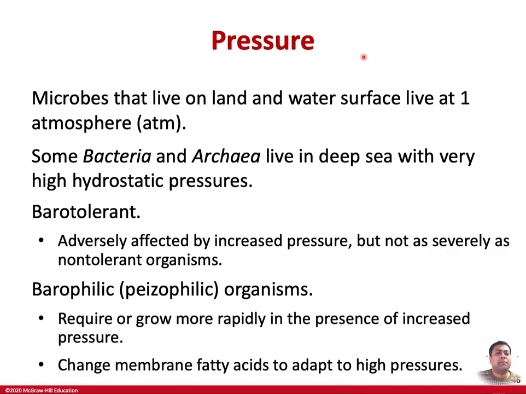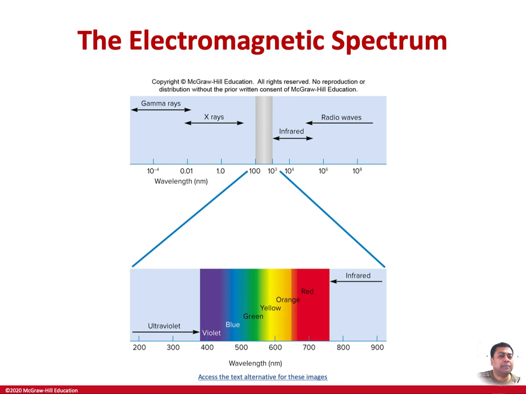The next one is pressure. Microbes that live on the land and water surface live at atmospheric pressure. Some bacteria and archaea live in the deep sea with very high hydrostatic pressure. These are known as barotolerant, and they are adversely affected by an increase in pressure, but not as severely as a non-tolerant organism. And there are some known as barophilic or piezophilic organisms, which require increased pressure to grow more rapidly. The change in membrane fatty acids is responsible for adapting to these high pressures. These are barotolerant or barophilic.